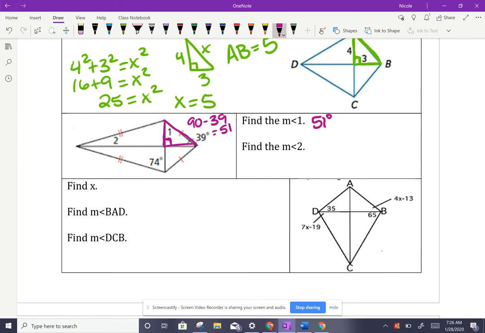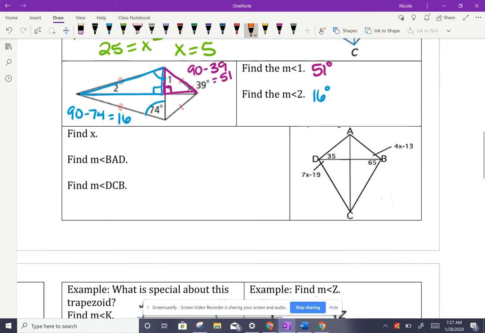And then for angle 2, we remember our rules about our kites. These two angles are going to be congruent. And again, you have a right triangle here. So we can say 90 minus 74 is going to give us angle 2, which is 16. So the measure of angle 2 is 16 degrees. So you'll see as we move through these quadrilaterals, there's going to be some congruency. There's going to be stuff that has to do with right triangles. So finding some of the missing pieces is going to catch on pretty quickly.